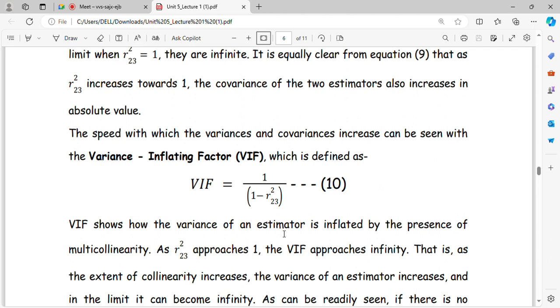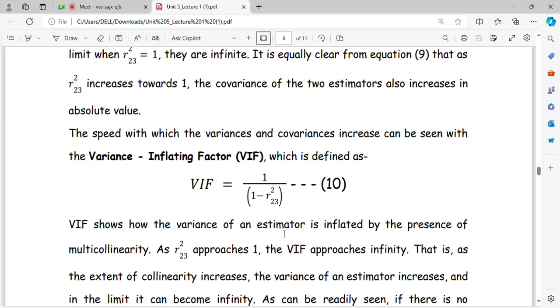The speed with which variance and covariance increase can be seen with the variance inflation factor, which is basically VIF equals 1 by 1 minus r square 2 3. So if r square 2 3 increases, then 1 minus r square 2 3 will decrease. That means 1 by 1 minus r square 2 3 will increase, right? So if there is a high collinearity between x2 and x3, then we'll get a high VIF. And in the limit, if r square 2 3 equals 1, then VIF will approach infinity.